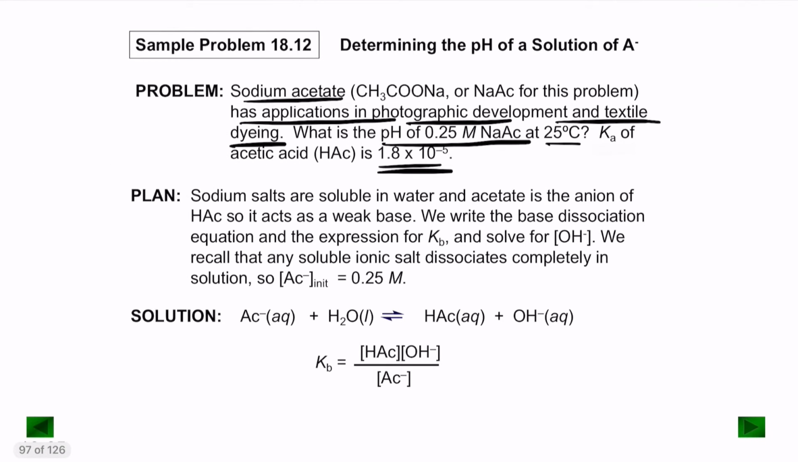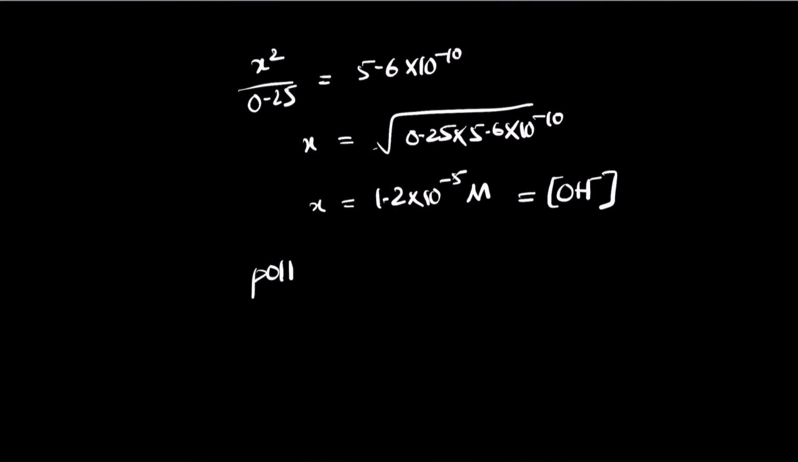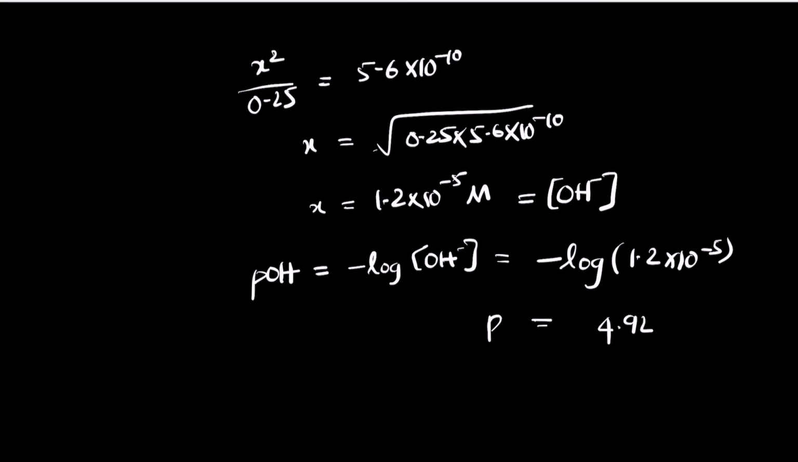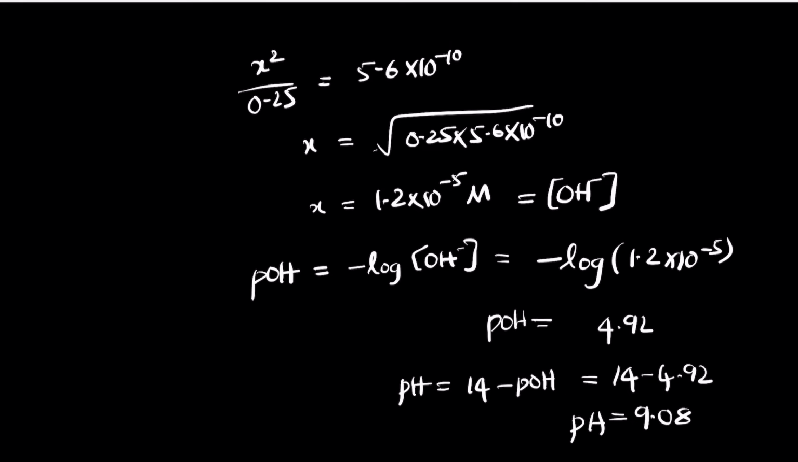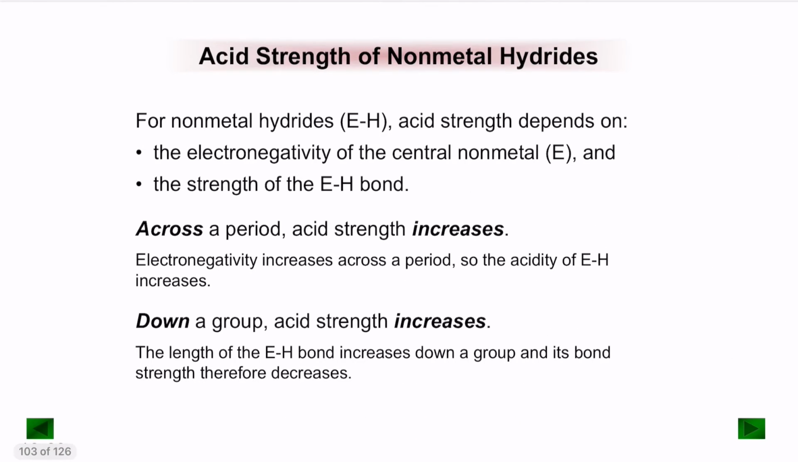But in the problem, it's given that we have to find the pH. So first find pOH, which is going to be negative log of OH minus, which is negative log of 1.2 times 10 to the power negative 5. That value becomes 4.92, which is the pOH value. So the pH becomes 14 minus pOH, which is 14 minus 4.92, which becomes 9.08. So this is the pH of that particular solution of sodium acetate. So this is how we can solve the problems.